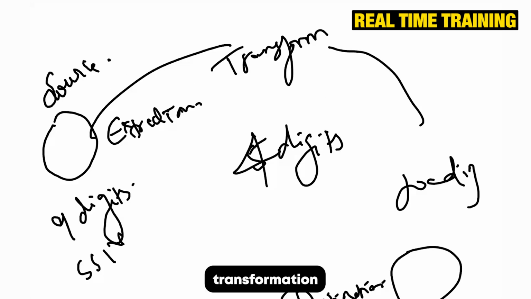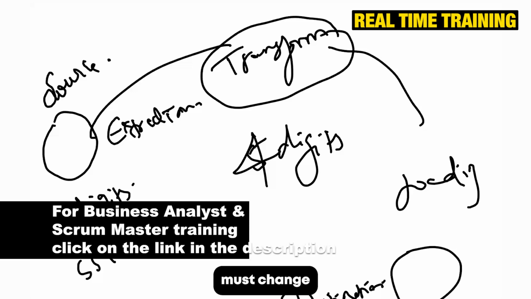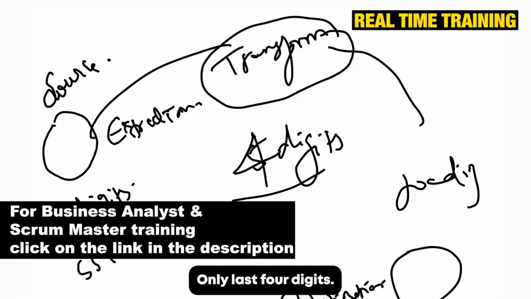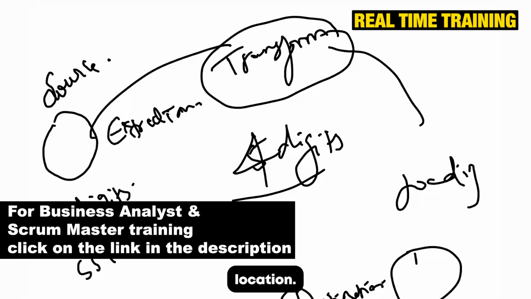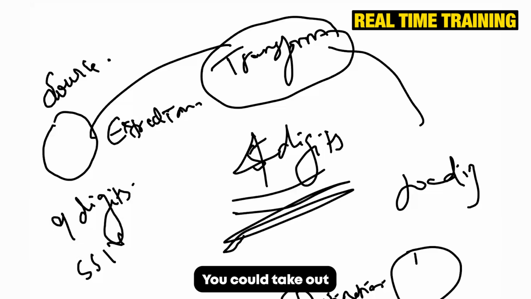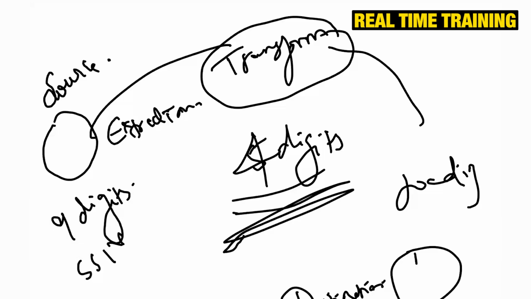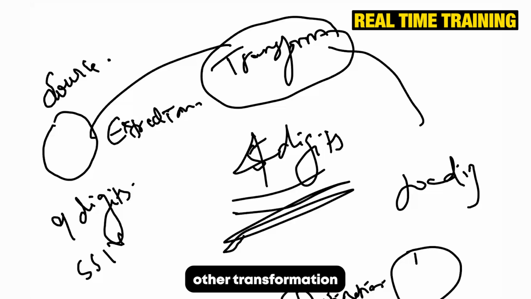So this is extraction, transformation, and loading. We are extracting. As a part of the transformation logic, 9 digits must change to 4 digits, only the last 4 digits. And then we load into the destination location. This is just one transformation logic. You could take out all the middle names. So there are multiple other transformation logics.